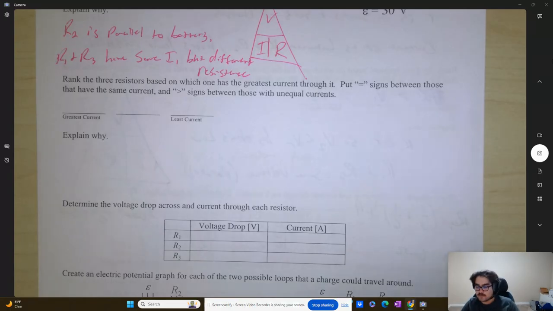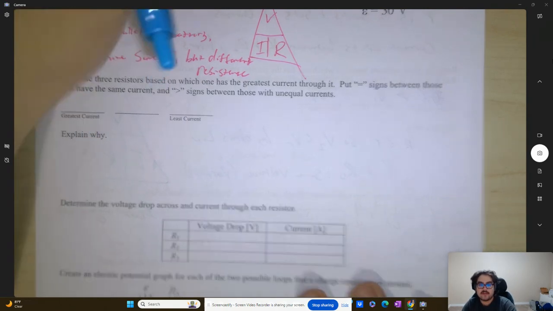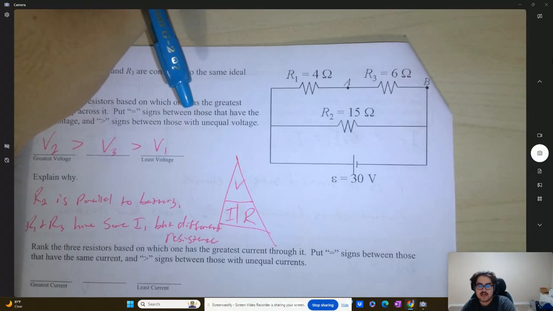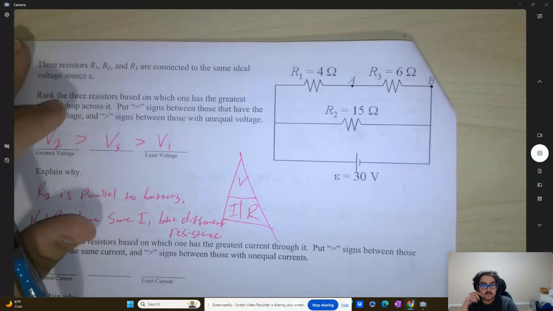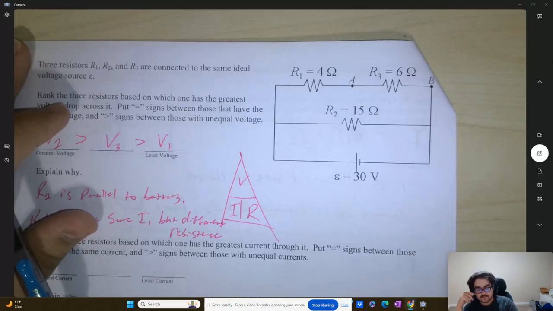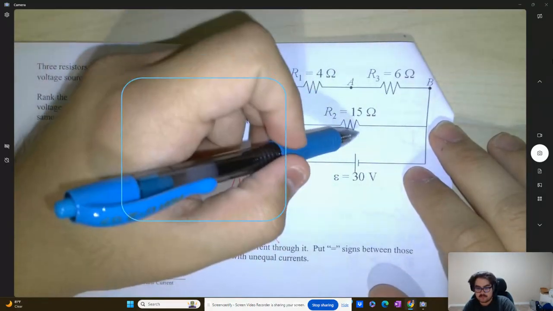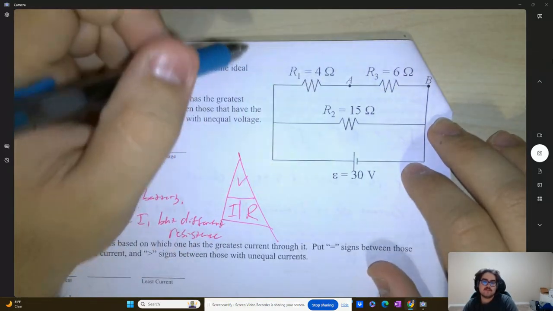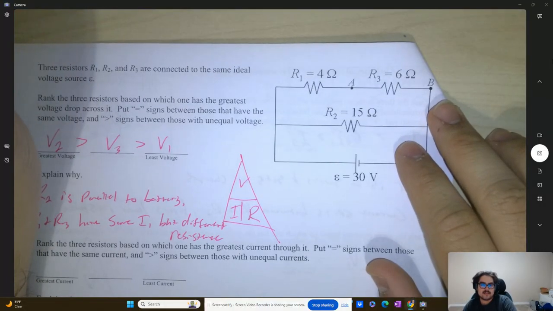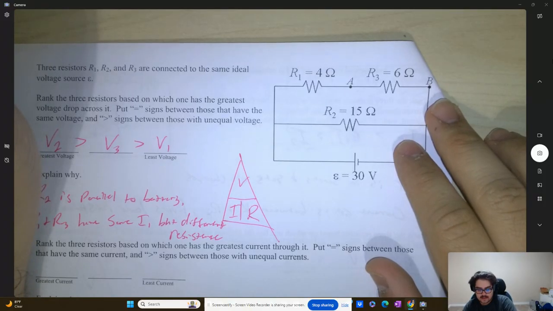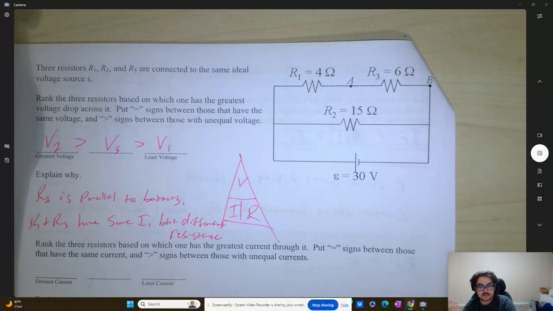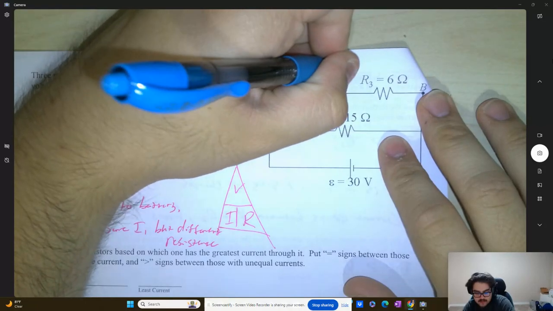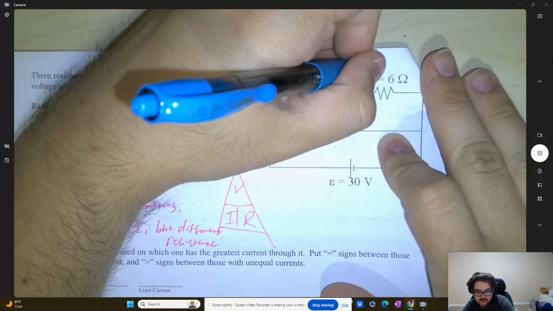Okay, rank the three resistors based on the current. Well, we know that 1 and 3 are going to have the same resistance, but we don't know if it's as much as 2. But we can figure that out by taking the equivalent resistance of each branch. We know this is going to be 15. We don't have to prove that. But this series part right up here with R1 and 3, we can turn that into a single resistor. And because they're both in series with each other, we just have to add them. So the R, I'm going to call this 1,3, is 10 ohms.